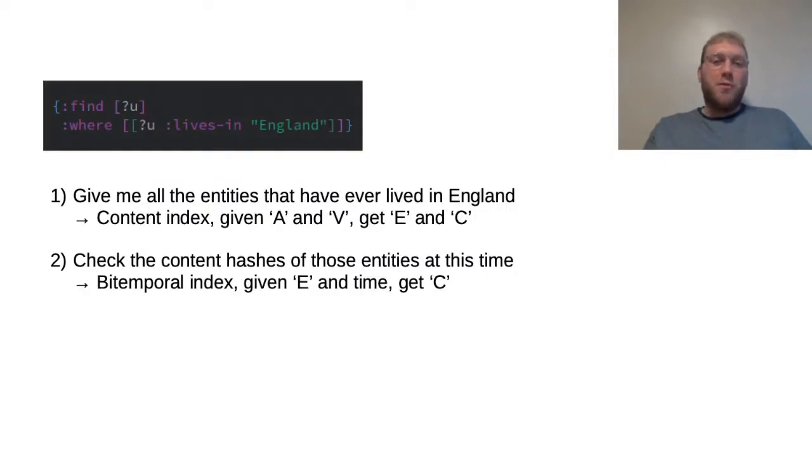So, let's say we have a query where we're looking for all of the users living in England. We first go to the content indices. We have an index that will efficiently tell us all of the entities that have ever lived in England and their content hashes. And then we check the bitemporal indices. So did that entity have that content hash at the time we're querying for? If so, great, we have a match.